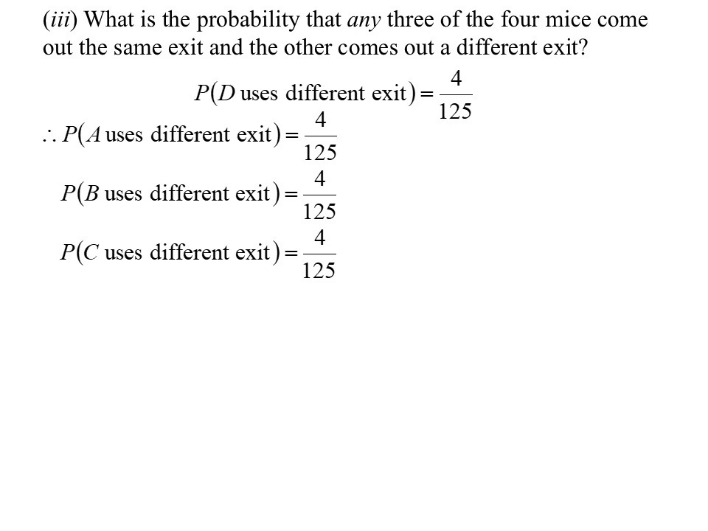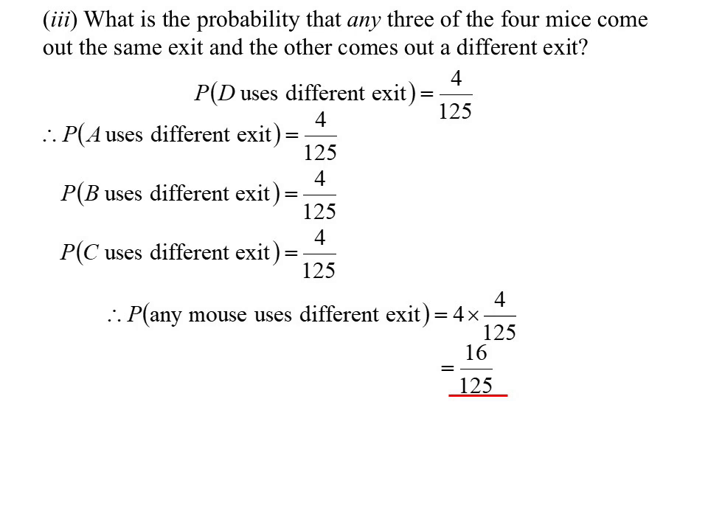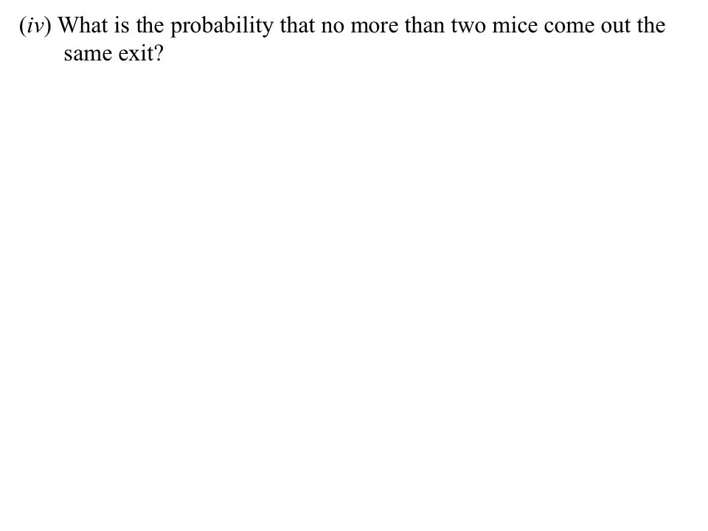Therefore, the probability that any of the mice uses a different exit to the other 3 must be 4 times 4 on 125, which is 16 on 125. But wait, there was more. What's the probability that no more than 2 mice go out the same exit?